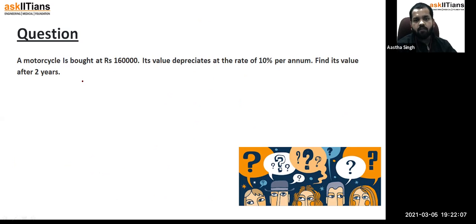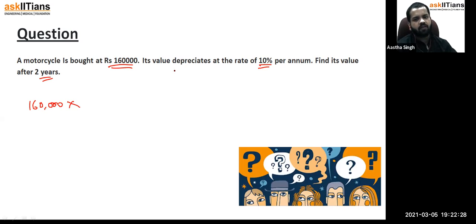Back to the question. A motorcycle is bought at this rupees. Its value depreciates at 10% per annum. Find its value after 2 years. So you have bought a motorcycle worth rupees 160, then three more zeros. Its value depreciates at 10%.